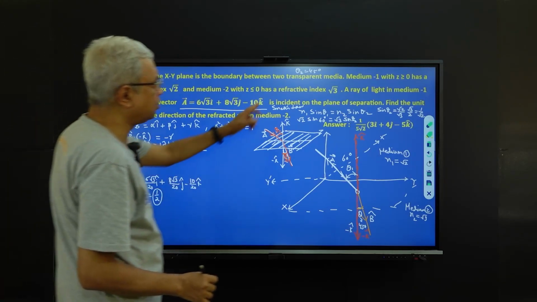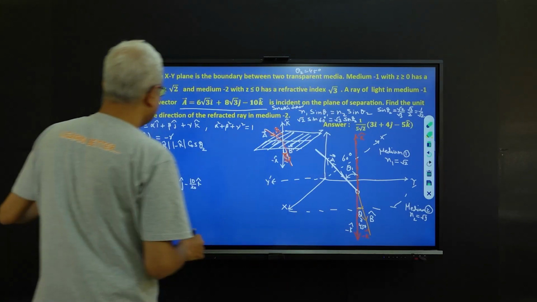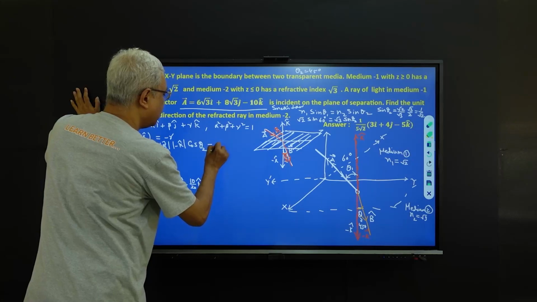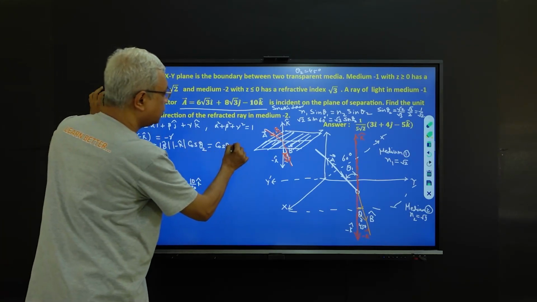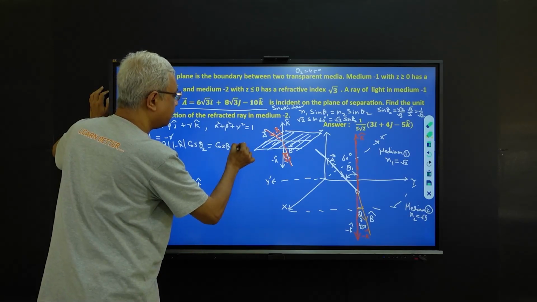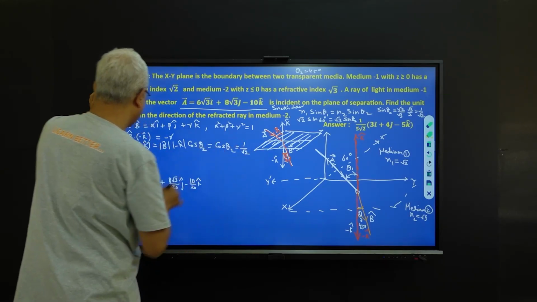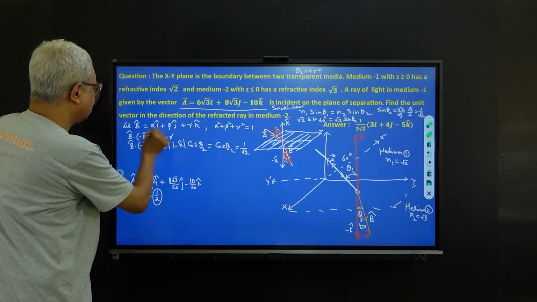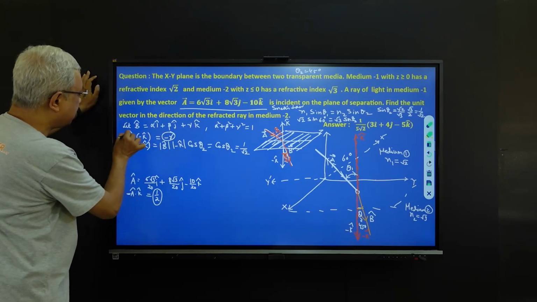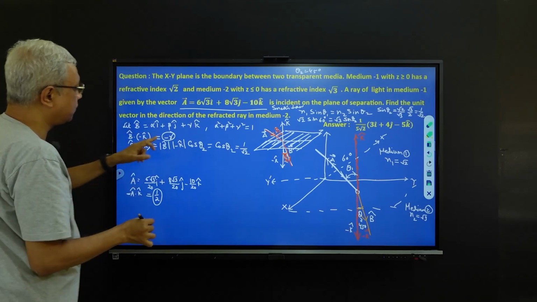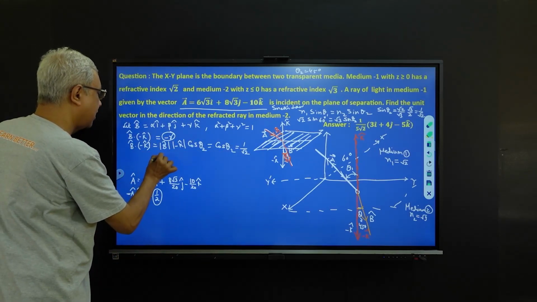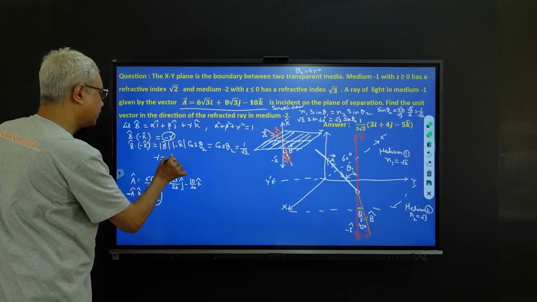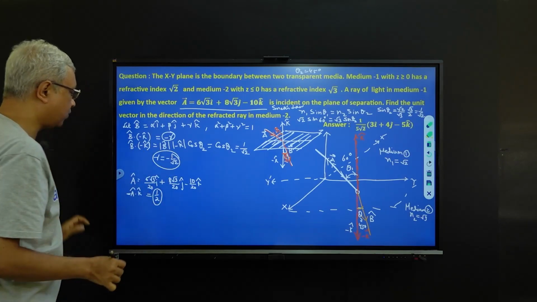So theta 2 I have already found, 45 degrees. So it is cos theta 2 only, because these two magnitudes are unity. Cos theta 2 is cos 45 degrees, which is 1 by root 2. Therefore, since b cap dot minus k cap is minus gamma, and here it is 1 by root 2, gamma I find. This is one important result.